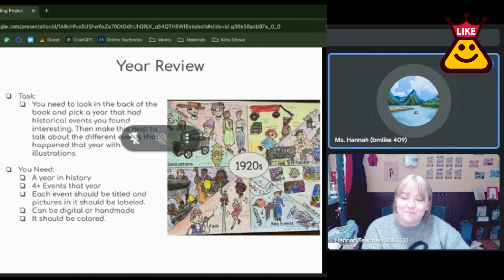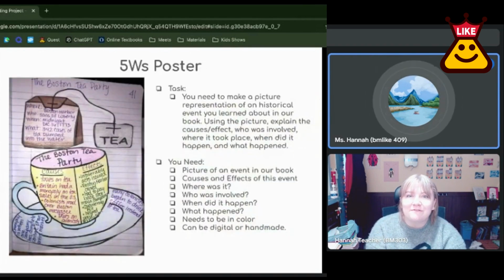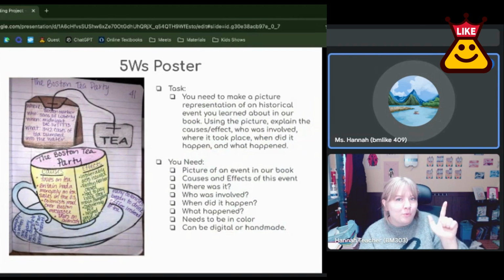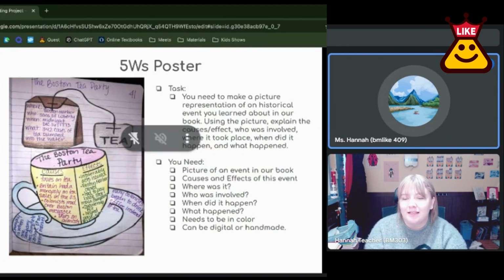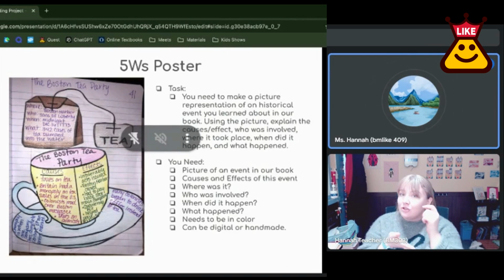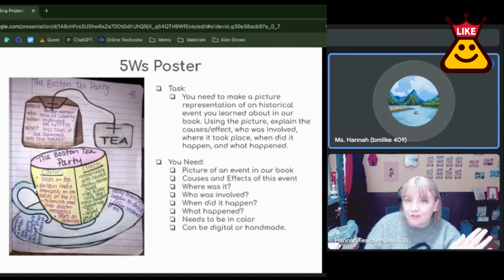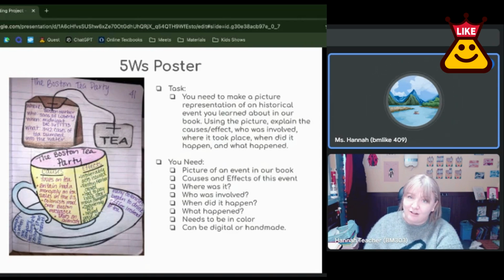All right, let's take a look at the next one. The next one is a 5 W's poster. So our who, what, when, where, and why. For this task, you're going to pick an event, and you are going to represent it in a visual, so picture form. This one, for example, is the Boston Tea Party. They chose to do a cup and a tea bag to represent it. If you do choose to do the Boston Tea Party, you are not allowed to copy this picture, unfortunately.